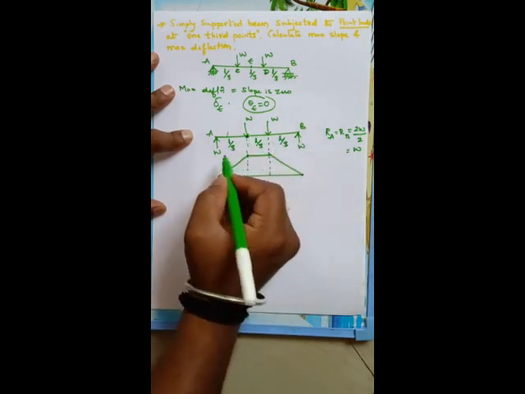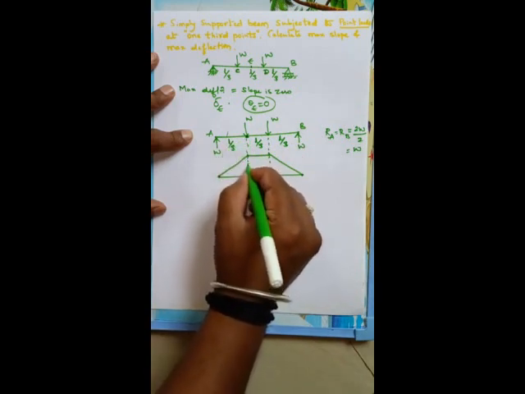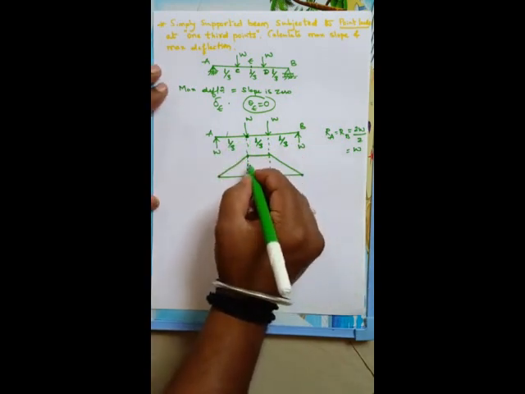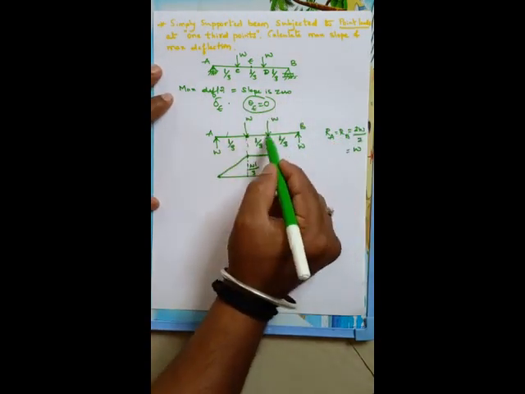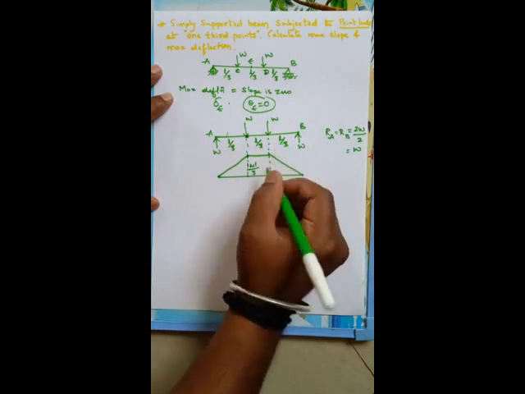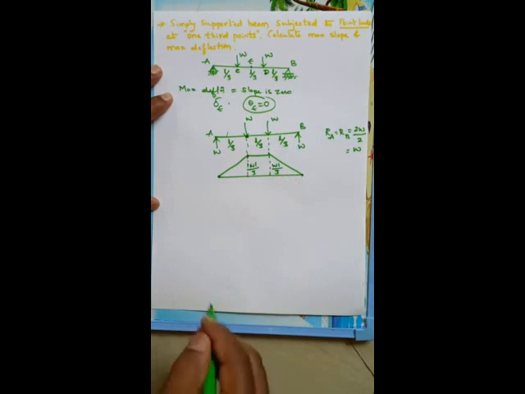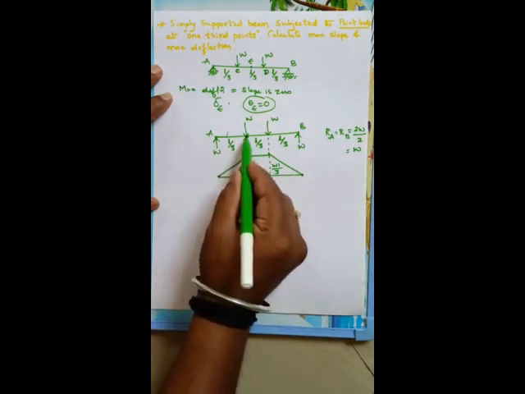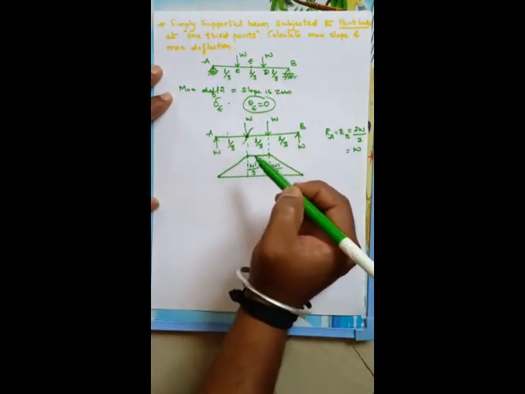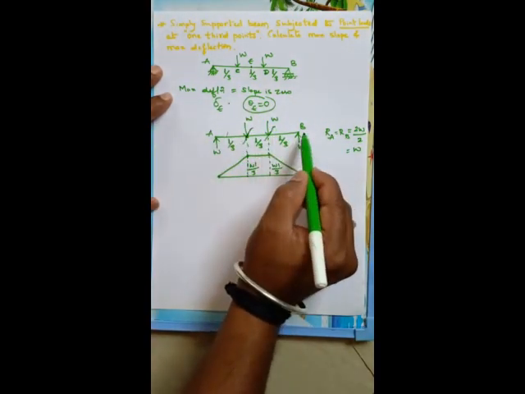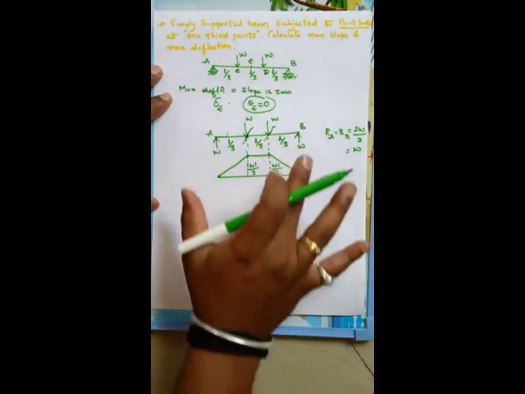So what is the moment about this point? Force into distance: W into L by 3. Similarly, from this end, what is the moment about this point? W into L by 3. Correct? So W into L by 3 is the moment about this point. From the left-hand side, you are cutting a section here. Again, if you cut a section here and consider the right-hand side, it is W into L by 3. So this is how you will be calculating the moment in a simply supported beam.